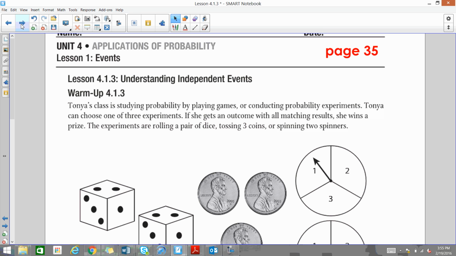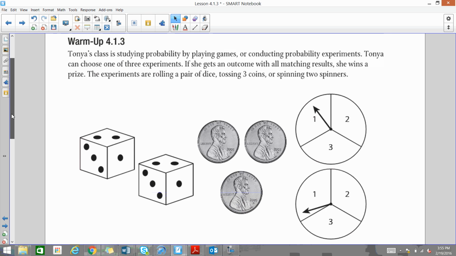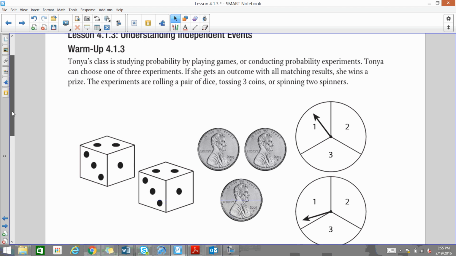So today we're going to start with the warm-up. Now the warm-up isn't really talking about independent or dependent, but it kind of gets you started and thinking about certain things. So, all right. Oh, I should read this to you.